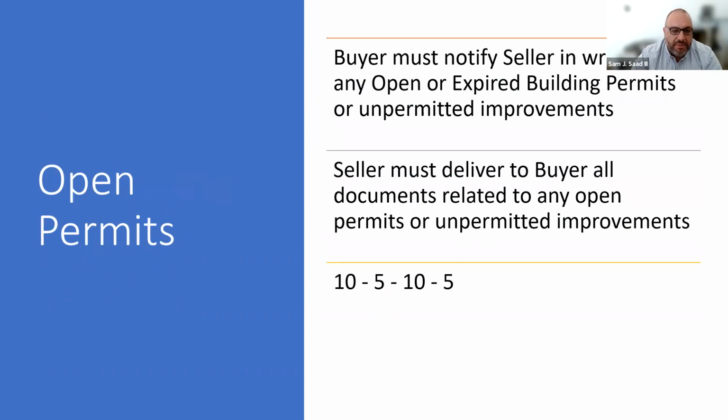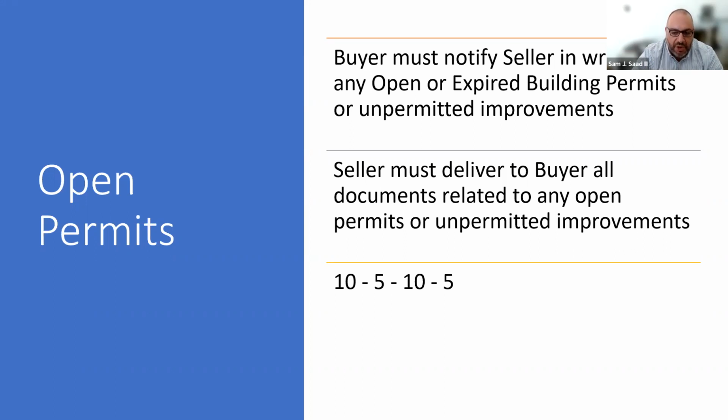For open permits, the buyer has to notify the seller in writing of any open or expired permits or permitted improvements that they know about, and they have to deliver all of the documents. Then the seller has 10 days after receipt of the permit inspection from the buyer to notice and deliver to the buyer estimated costs. The seller has 5 days before closing to close the permits.